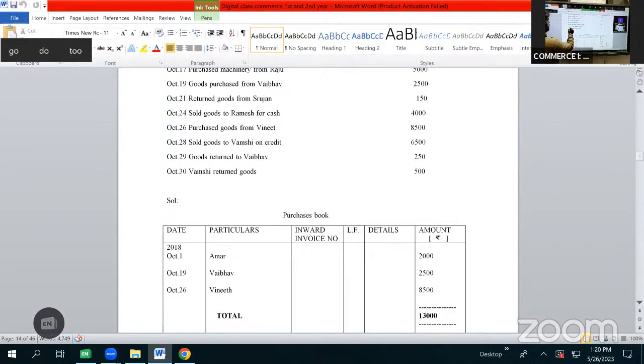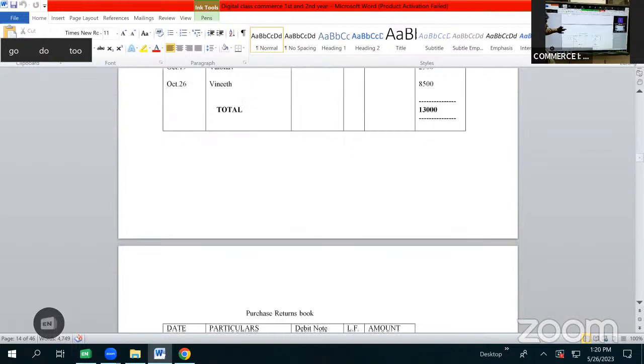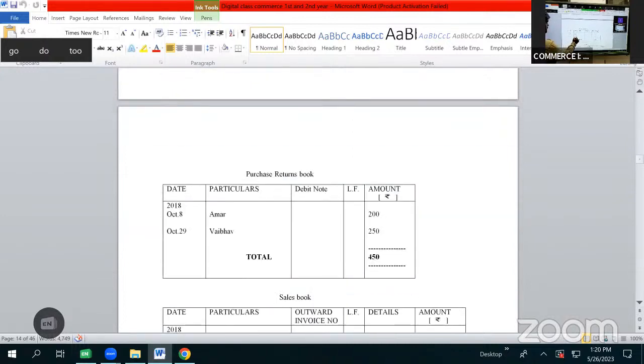Then we have a transaction on October 29, goods returned to Vaibhav, 250. First check with the name. Here the name Vaibhav is given. And on October 9, we have purchased goods from Vaibhav. It was a transaction of purchases. Now it becomes a transaction of purchase returns. So it will be shown in purchase returns book as October 29, Vaibhav, 250 rupees.